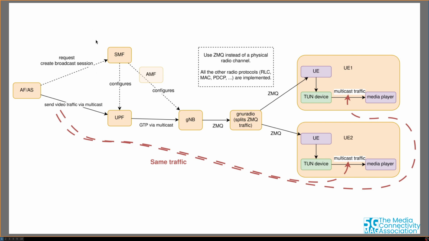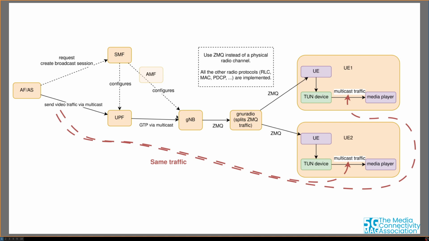The first step to perform this demo is to create a broadcast session. So we will request the broadcast session to the SMF, and the SMF will configure the UPF and the gNodeBs, so that they know that they need to forward the traffic to the UEs.